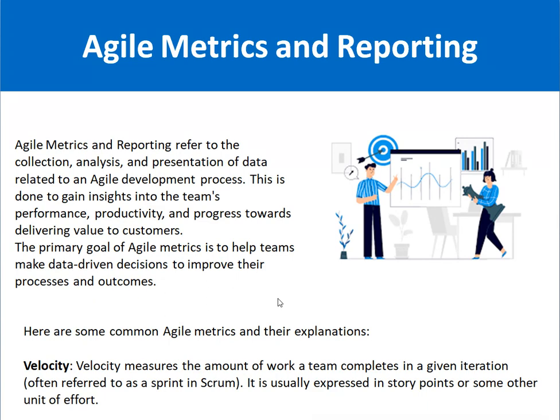The first metric is velocity. Now what is velocity? Velocity measures the amount of work a team completes in a given iteration. Normally iteration means the sprint. A sprint is a 3 to 4 week time period in which the Scrum development team completes different tasks which we have taken from the product backlog. It is usually expressed in story points or some other unit of effort. Normally we use story points to represent the velocity.